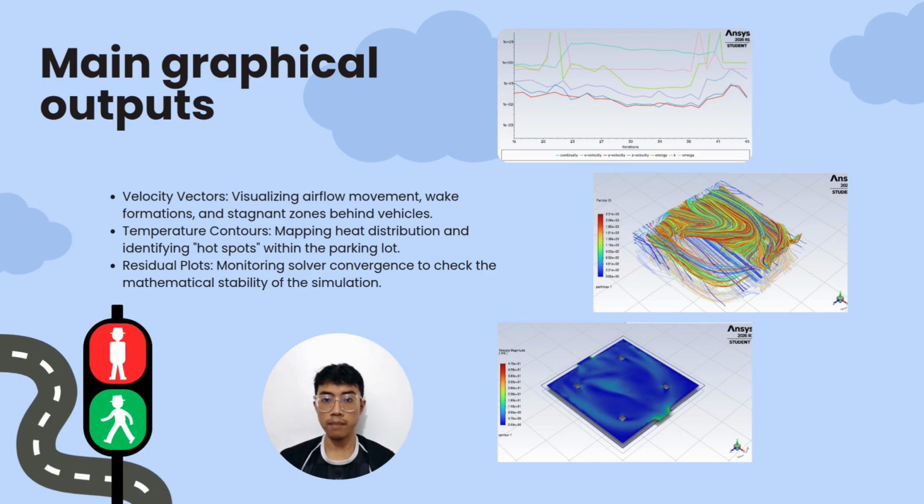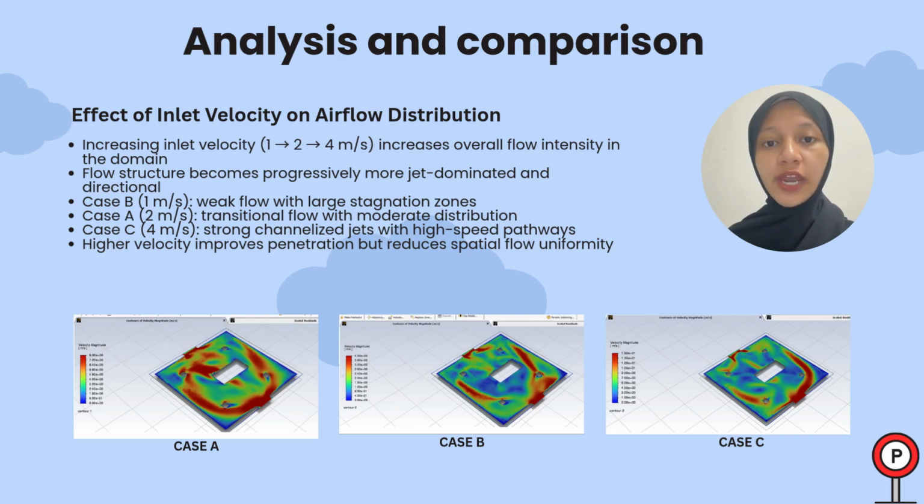computational model. Next, we move to the analysis and comparison of the effect of inlet velocity on airflow distribution. This slide shows the effect of inlet velocity on airflow behavior. As the inlet velocity increased from 1 to 4 meters per second, the average velocity increased from 2.46 meters per second to 5.45 meters per second, showing stronger airflow through the domain.